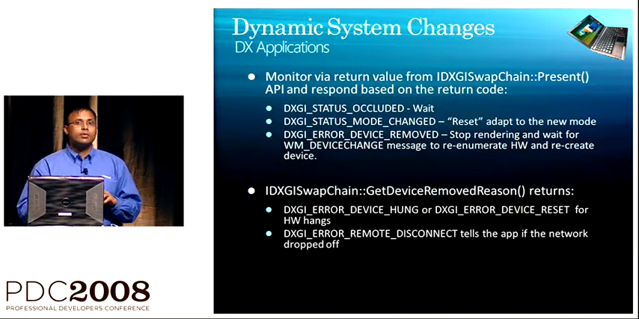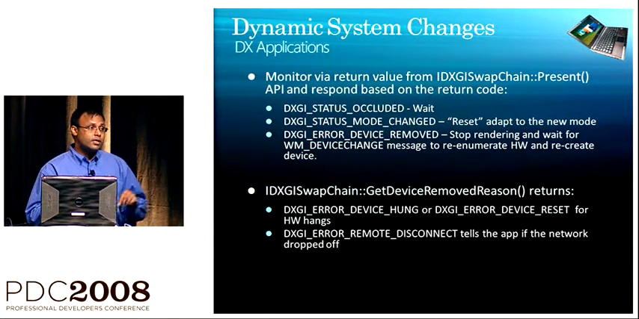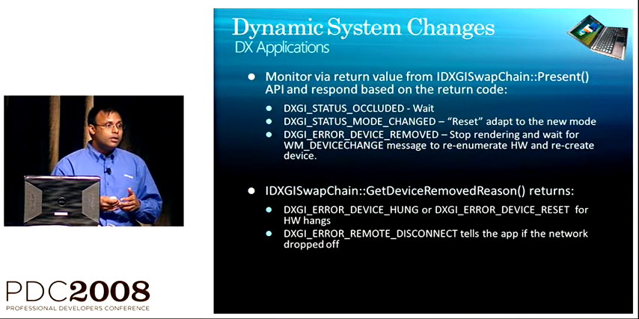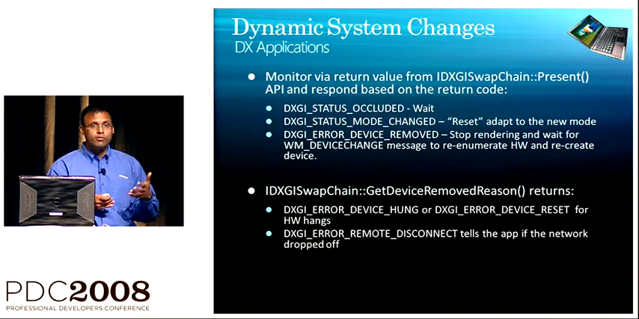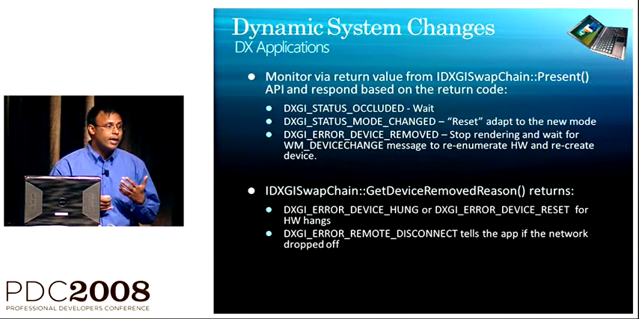However, you can also get something more drastic, which is called device removed, and you will get that in the scenarios that I described before. If you get that, you stop rendering and wait for the WM device change message to re-enumerate the new hardware capabilities and start rendering again.